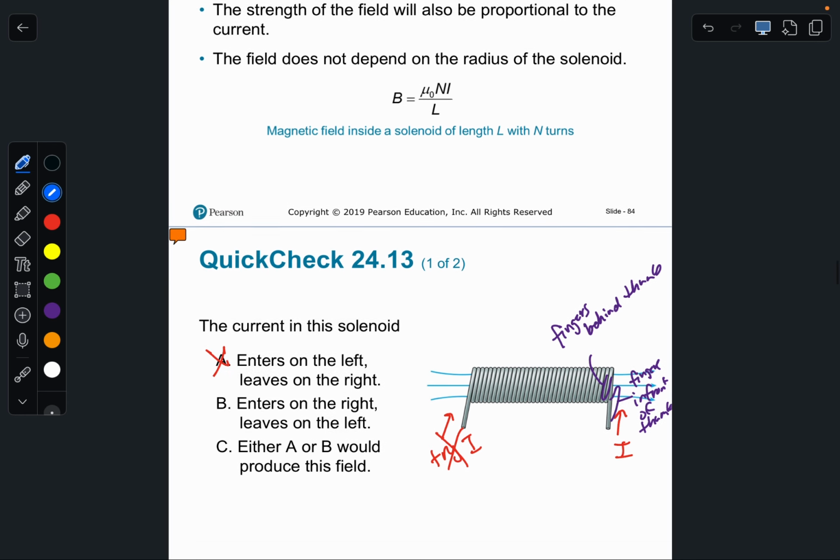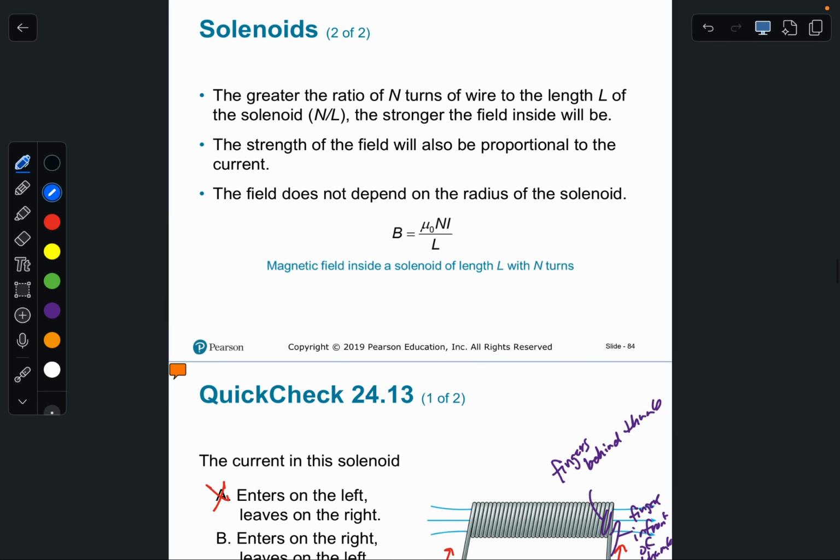So the magnetic field anywhere in the center of the solenoid doesn't depend on the radius, and is going to be mu naught n I over L. So this is anywhere inside of the solenoid. Anywhere in that tube. Here, here, here, here. All those magnetic fields are the exact same value anywhere in the tube of the solenoid.